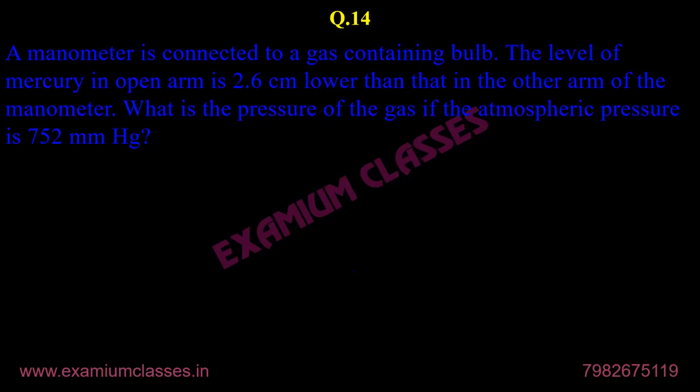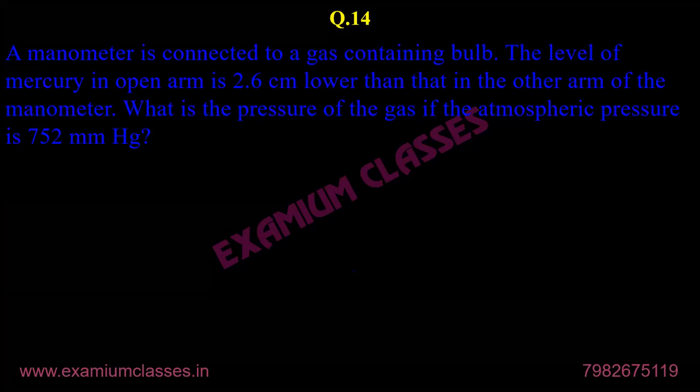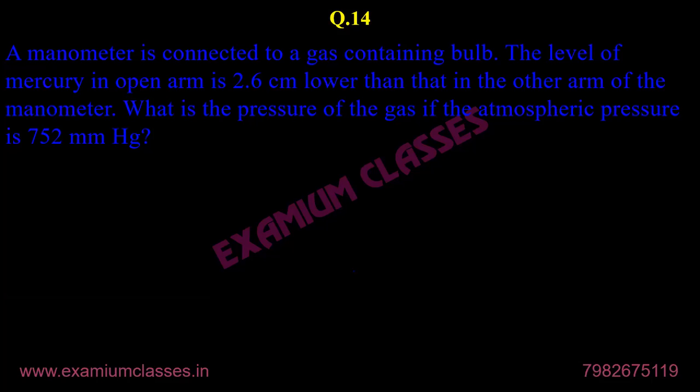Next question. A manometer is connected to a gas containing bulb. The level of mercury in the open arm is 2.6 centimeter lower than that in the other arm of the manometer. What is the pressure of the gas if the atmospheric pressure is 752 mmHg? Normally it is 760 millimeter. 76 centimeter means 760 millimeters. But in this case it is given as 752 mmHg, so don't use the 760.